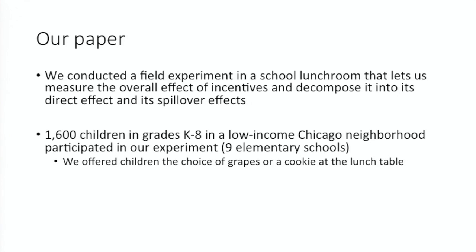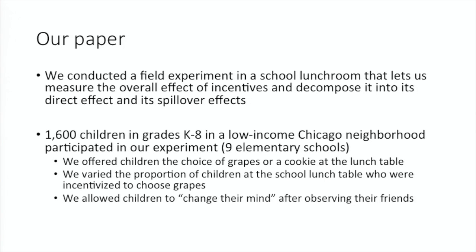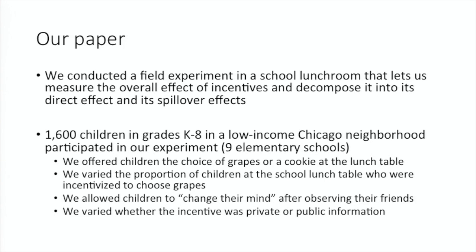So we ran this as an artifactual field experiment, meaning that we ran it as a game. So we have kids who are offered the choice of grapes or a cookie at the lunch table. This is after they've gone through and picked up their main lunch. And we're going to vary the proportion of children at the lunch table who are incentivized to choose grapes. And we're going to allow children to change their mind after observing their friends choose. And we're going to vary whether the incentive is private or public information. And through all of these different things, we are going to determine the spillover and the direct effects of incentives.